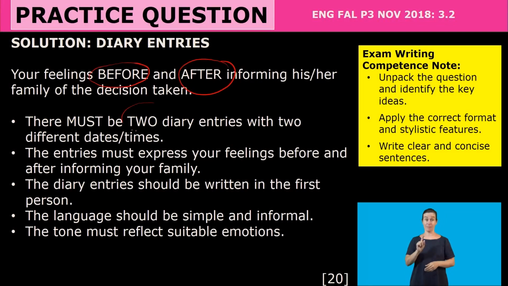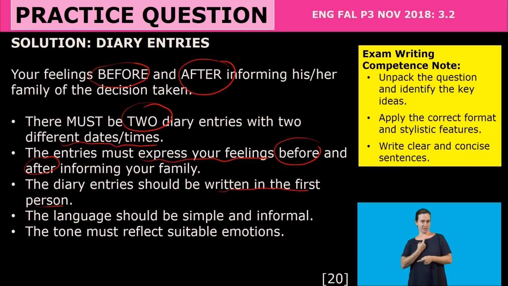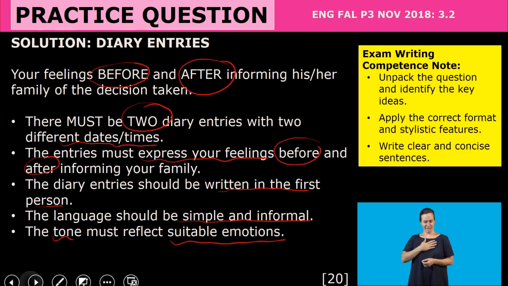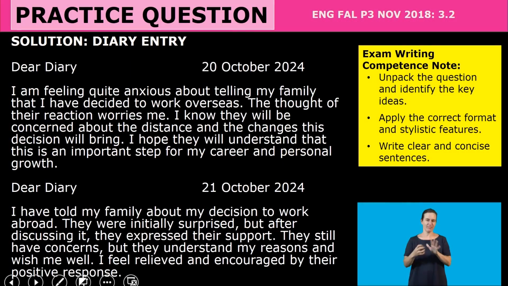There must be 2 diary entries with 2 different dates or times. The entries must express your feelings before and after informing your family. The entries, as always, should be written in the first person. The language must be simple and informal, and the tone must reflect suitable emotions. Now let's take a look at an example.